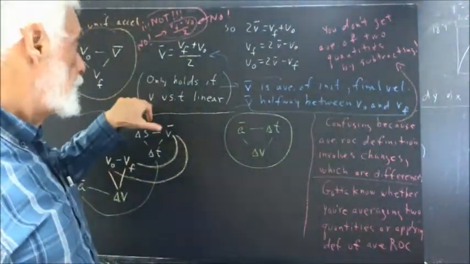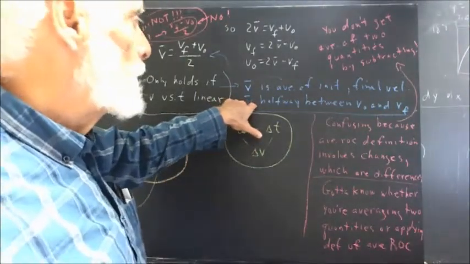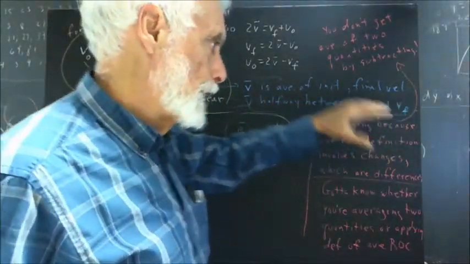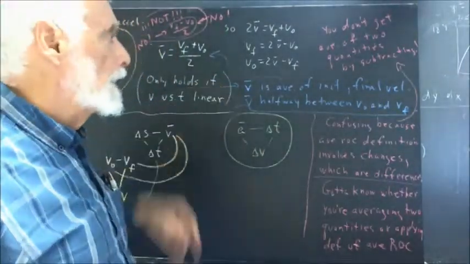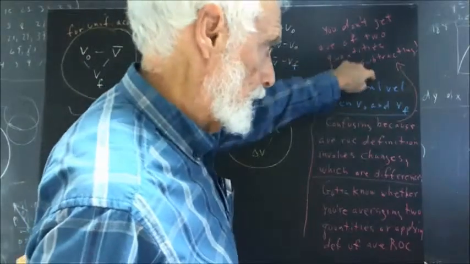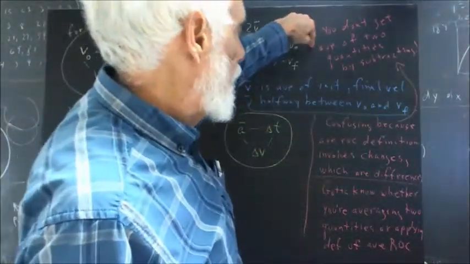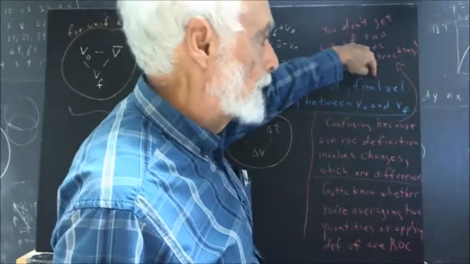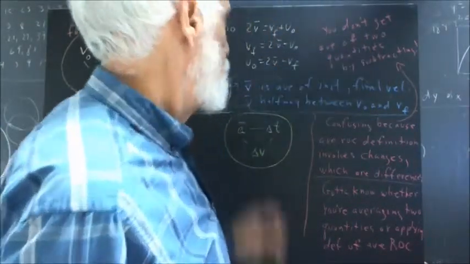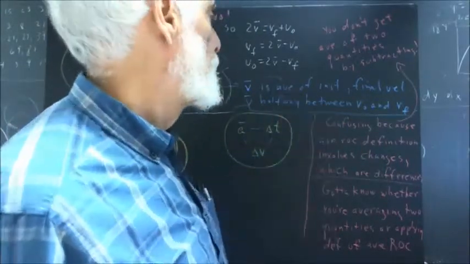Again, provided V versus T is linear. Means that V bar also is halfway between V naught and VF. That's something worth understanding, but let's focus on V bar as the average of initial and final velocities. You don't get the average of two quantities by subtracting them. Okay? You add the two quantities and divide by 2, as everybody knows.